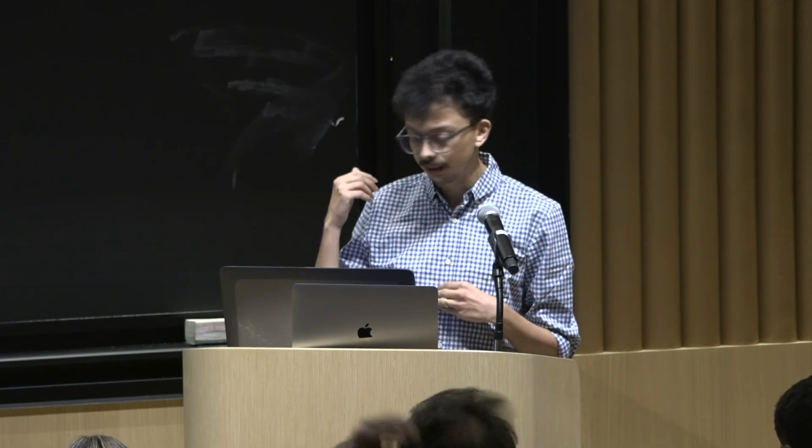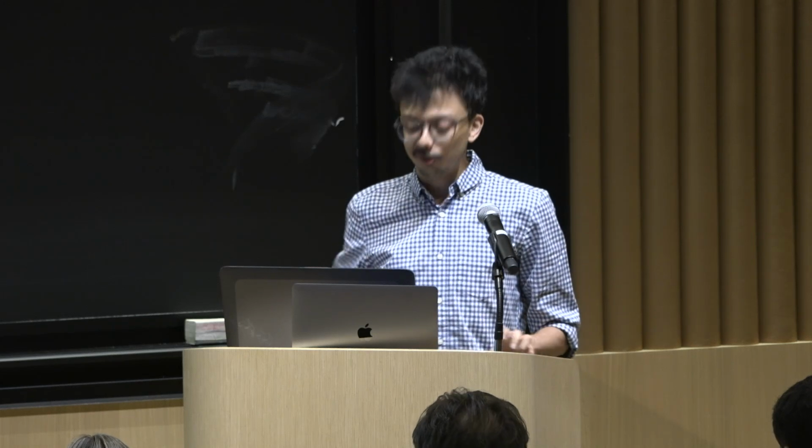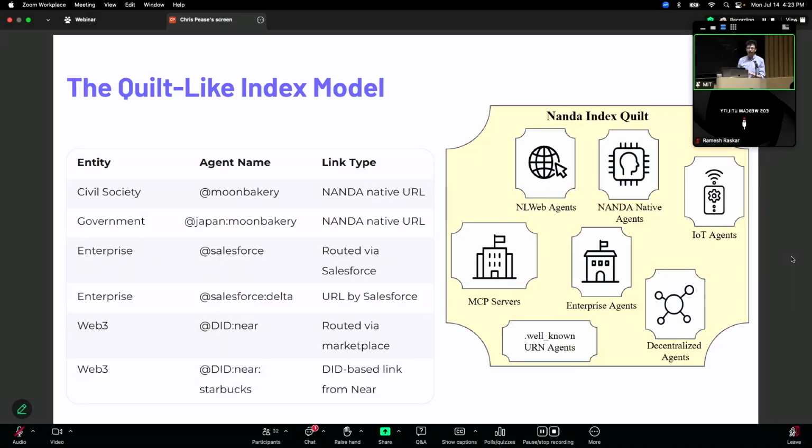The first layer is what we call a lean NANDA index. This lean index stores very static information that pertains to agentic entities on the agentic web. And a very important aspect of this lean index is that it follows a quilt-like architecture. What this means is that we can support a variety of different types of agents that have a variety of different types of governance, ownership, certification, and so on and so forth, right through this quilt-like architecture.